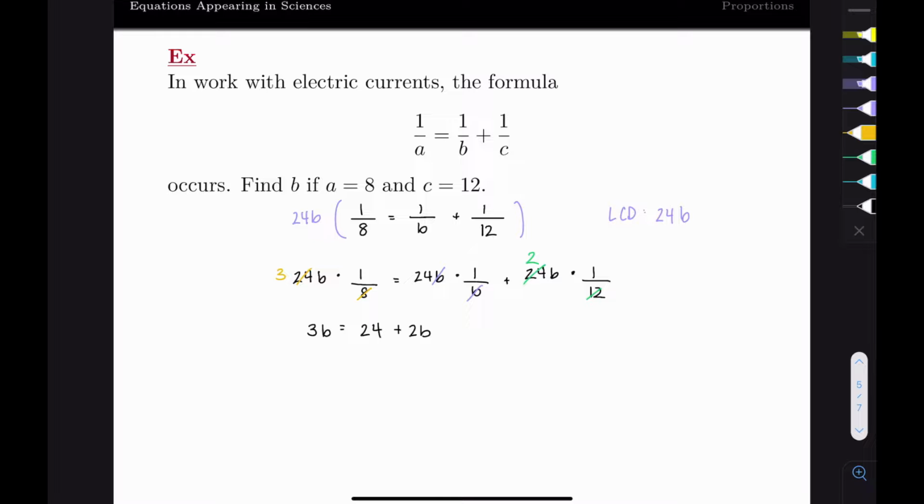And now we want to get b on its own, so let's go ahead and subtract it. That leaves us with a single b equals 24. And that's exactly what we want. This is what the value of b needs to equal so that the equation is satisfied.